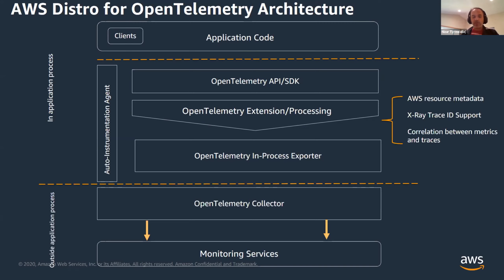Second, we have added support for X-Ray trace ID. X-Ray has its own format of trace ID, and we extended OpenTelemetry to support the X-Ray trace ID. We are also enhancing exemplars and working with upstream to provide the correlation between metrics and traces and so on. From the auto instrumentation standpoint, which automatically collects your trace data, again, we have added support for the AWS SDK.